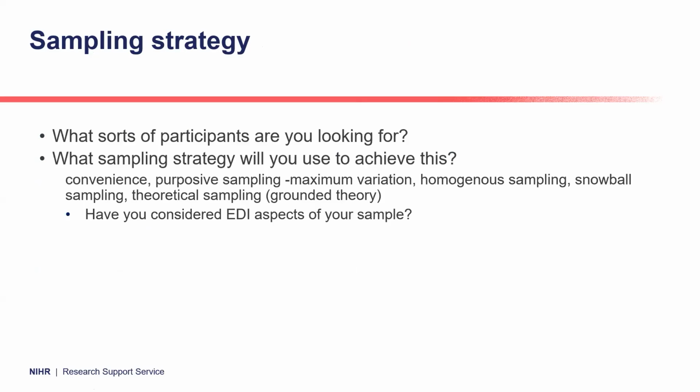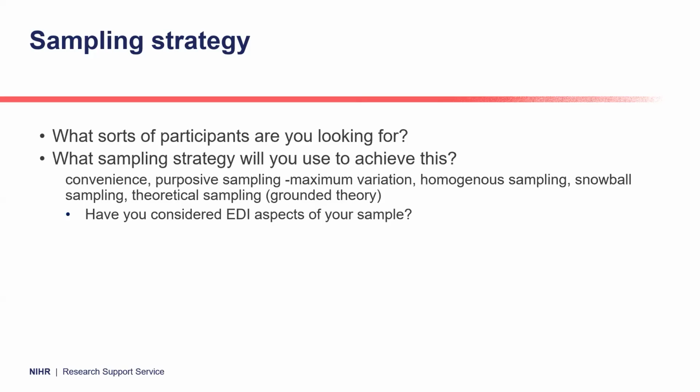Sampling, as you probably know, is very important in qualitative research, and so are the EDI considerations. So the next step is to explain the type of participants you're looking for and your sampling strategy. Here are some examples of sampling strategies. I guess the most important thing is that you need to explain and justify.